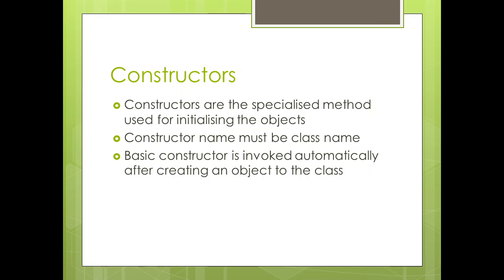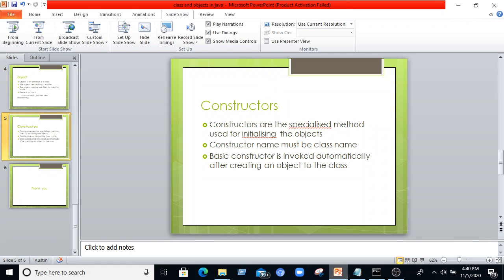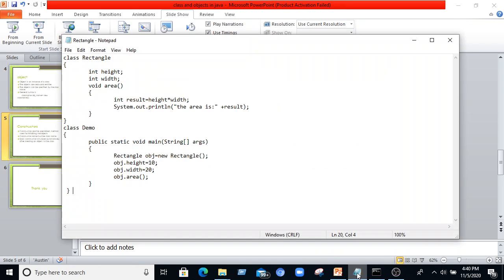Let us consider an example. I will explain through an example. Let us consider a rectangle. Each and every rectangle should consist of the height and width. Now we are calculating the area of the rectangle. For calculating the area of the rectangle, the area is equal to height into width. Here we have used this formula and printed the result.